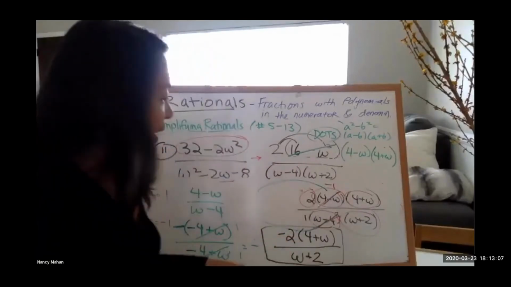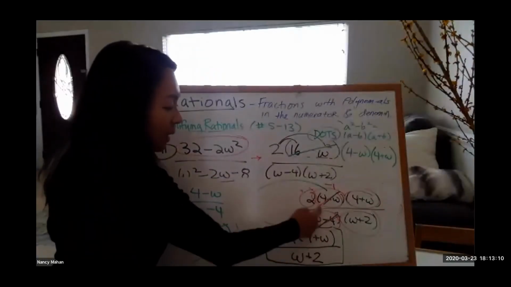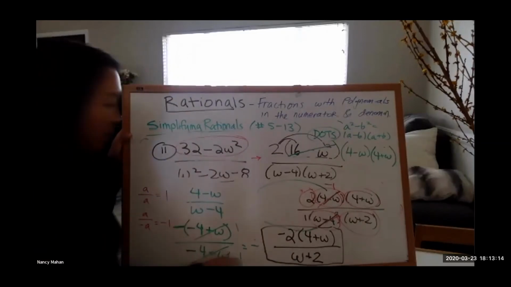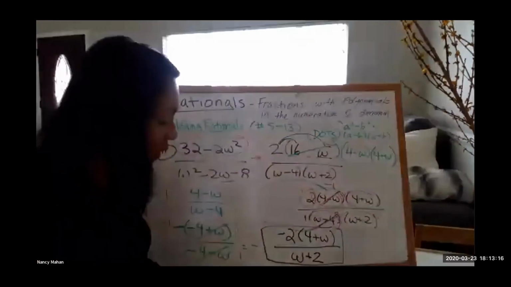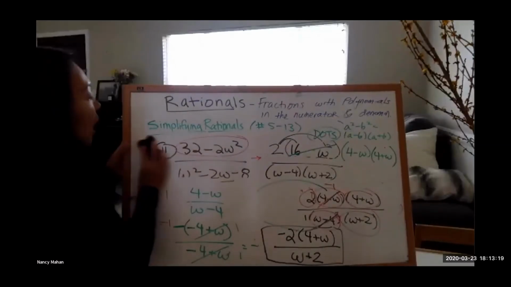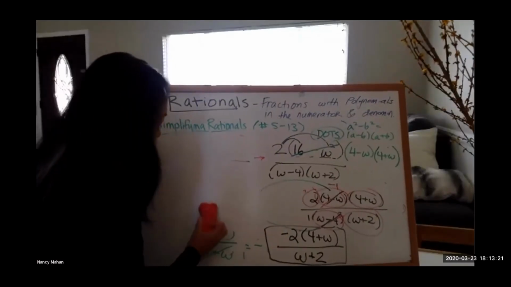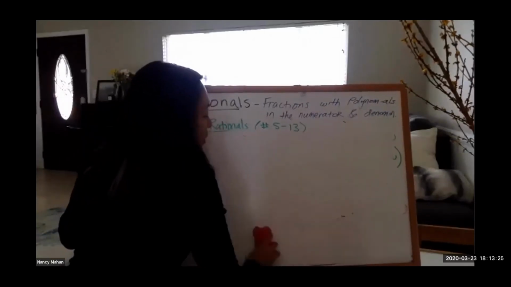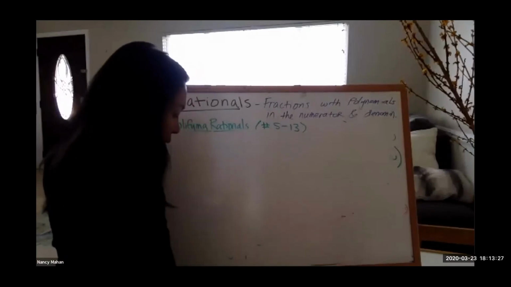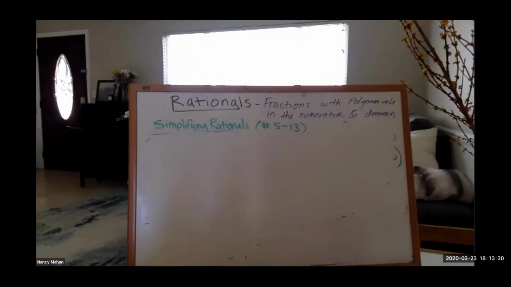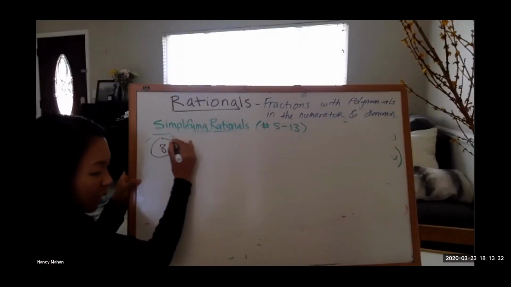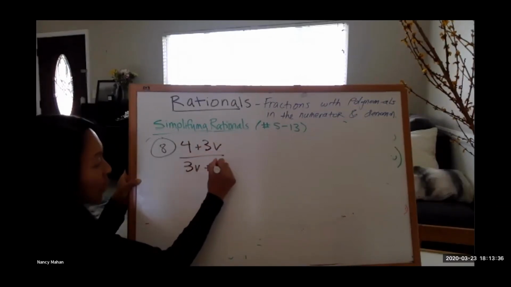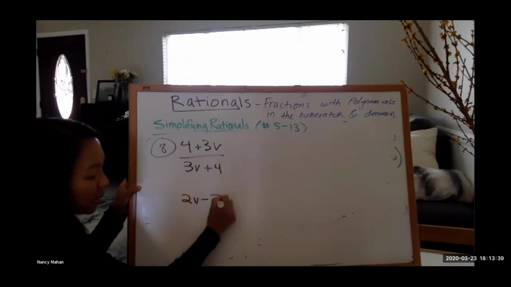Let's look at number 8. So number 8 is going to be something similar to what we just did here with the W, 4 minus W and W minus 4. It's really to hone in the point that if they're opposites, you can simplify it to make it a negative 1. Okay, so looking at number 8 here, I have 4 plus 3v over 3v plus 4. That's the first part. And the second part is this.